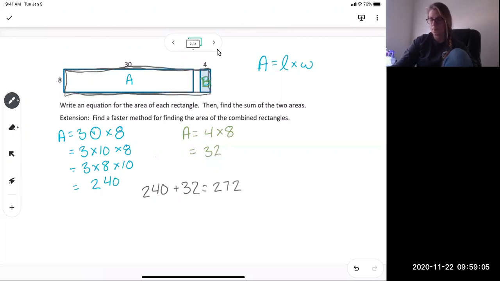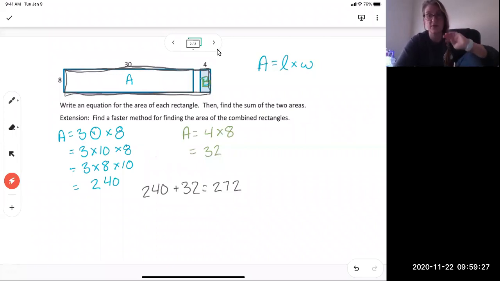Okay, the extension question says, find a faster method for finding the area of the combined rectangles. So think, what would be a faster way to find this area of these two rectangles together than the way we found it? So we found rectangle A, then B, then added them together. What would be a much faster way of finding these two rectangles?